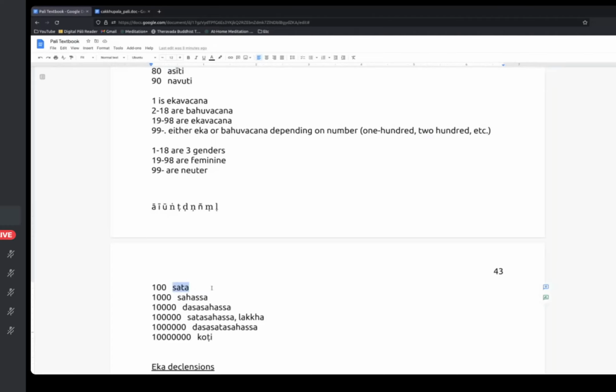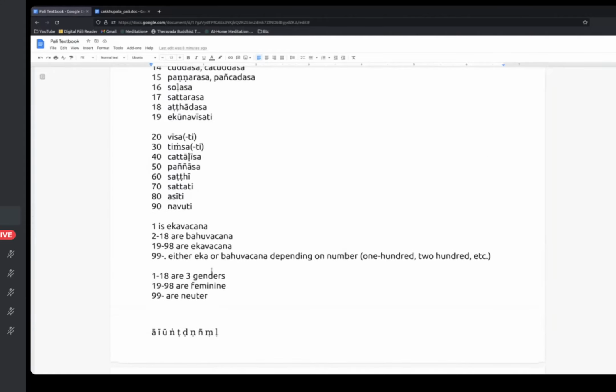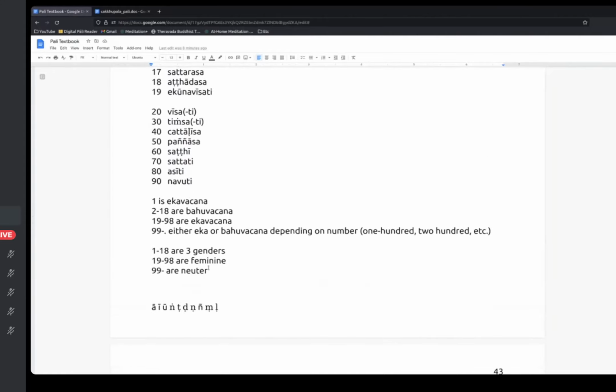Or actually, I'm not sure if you do that. Anyway, if you have more than 100, it's satani, right? It's plural. You haven't learned neuters yet, but it takes the plural form. So these ones actually are singular and plural. Genders are a bit of a headache. I wouldn't worry too much about memorizing them, but get a sense of them.